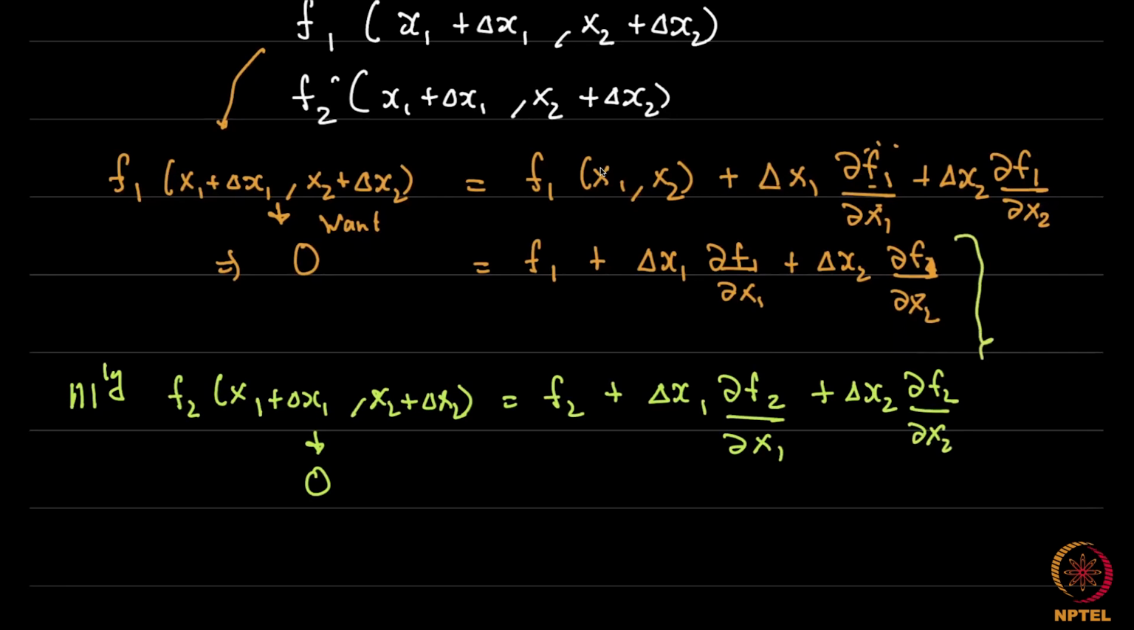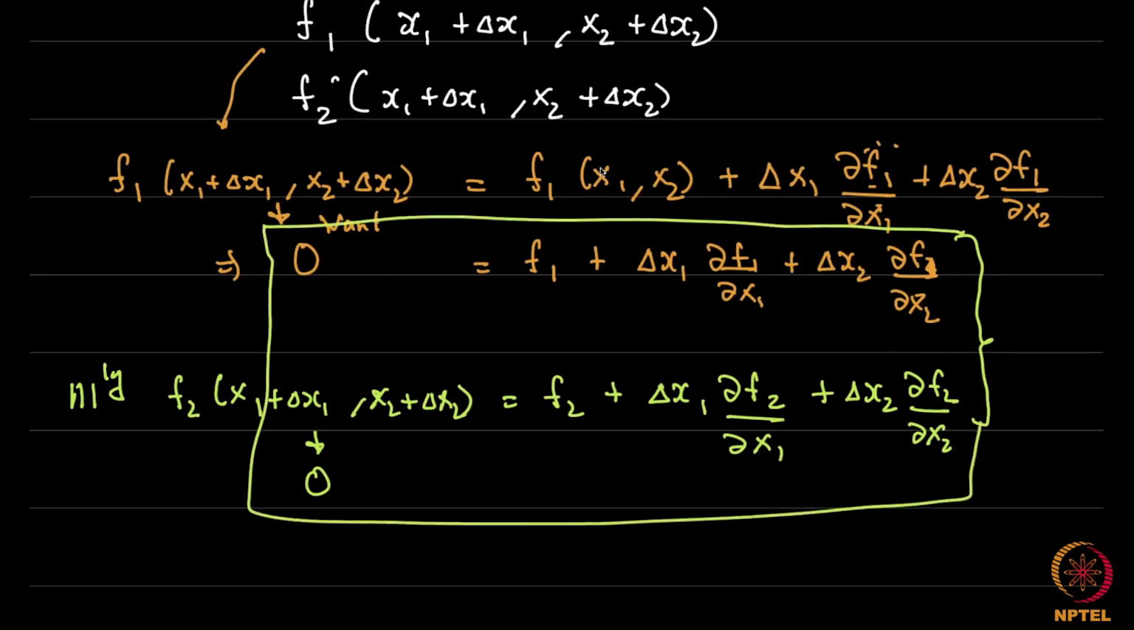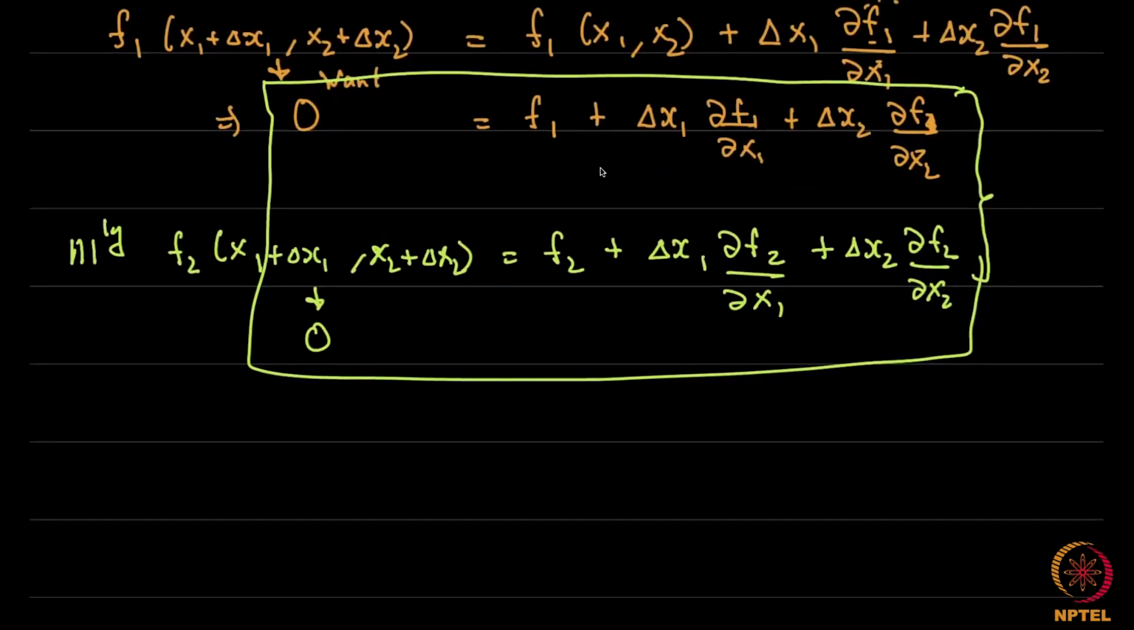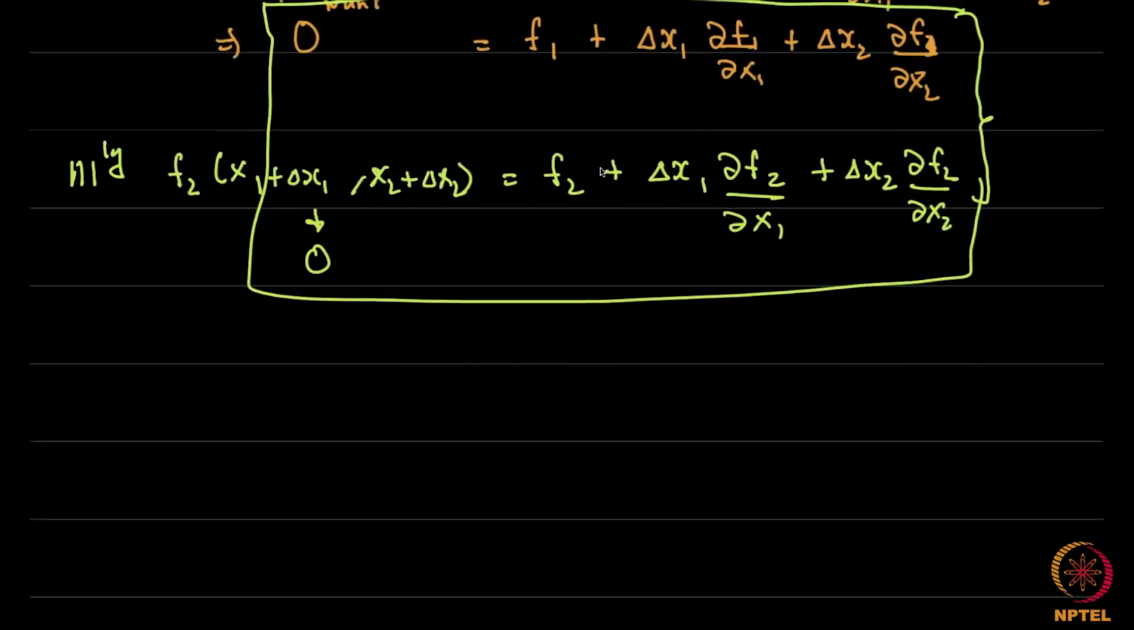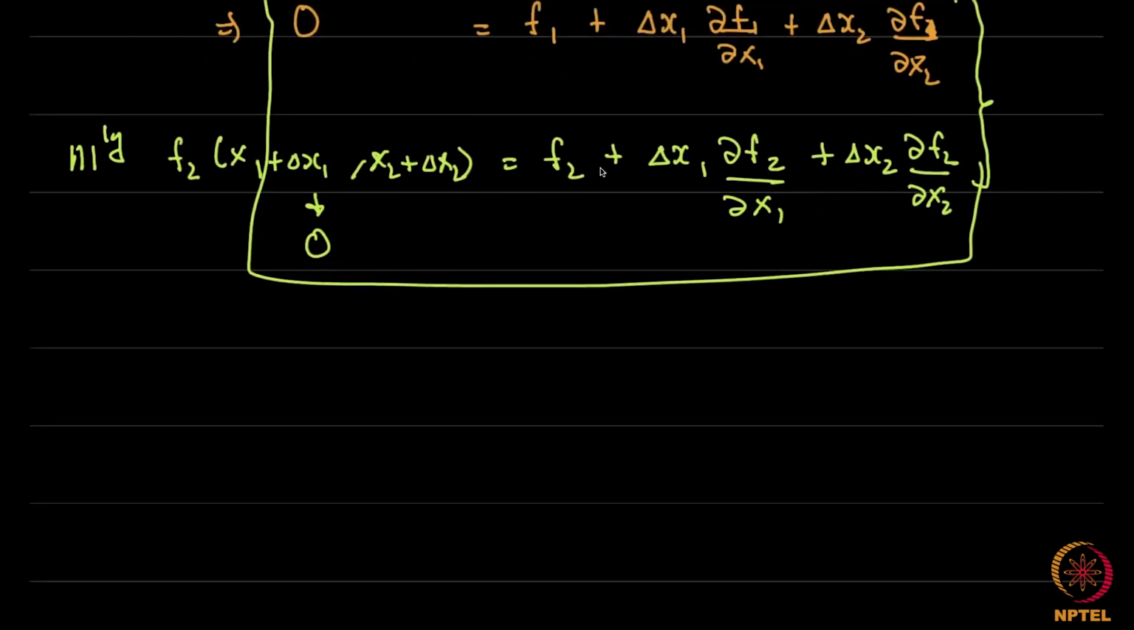Now notice this. What are the unknowns in these two equations? The unknowns in these two equations are these terms. This is what we are trying to find out. Just like delta x was the unknown in the one variable case, delta x1 and delta x2 are the unknowns in the two variable case. What is known? We already know what the current values of f1 and f2 are. We also can calculate del f1 del x1, del f1 del x2, etc. So let's rewrite this.